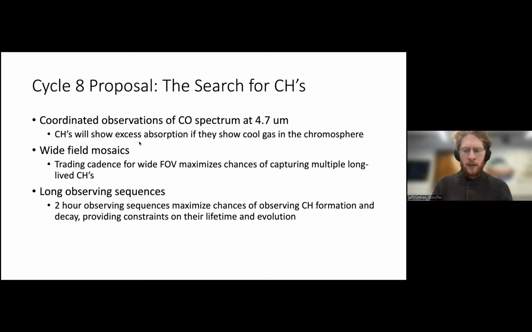And we also chose to propose for particularly long observing sequences because most of the observations we have are of static chromospheric holes. And we were hoping that by observing these regions for longer, we could get observations of one forming or decaying and therefore put some sort of bound on their lifetime and evolutionary timescales. So the rest of my slides are pretty much pretty pictures.